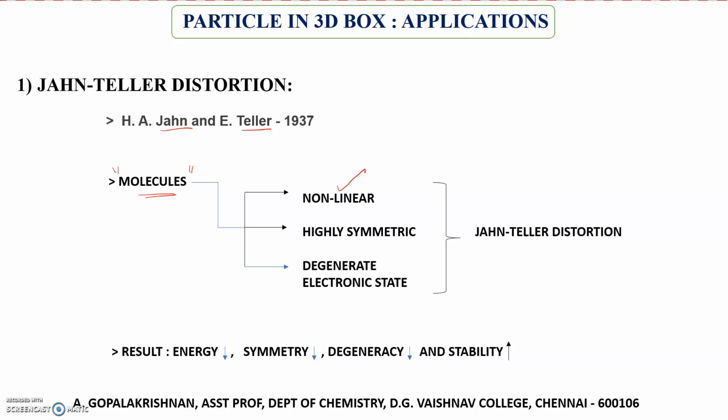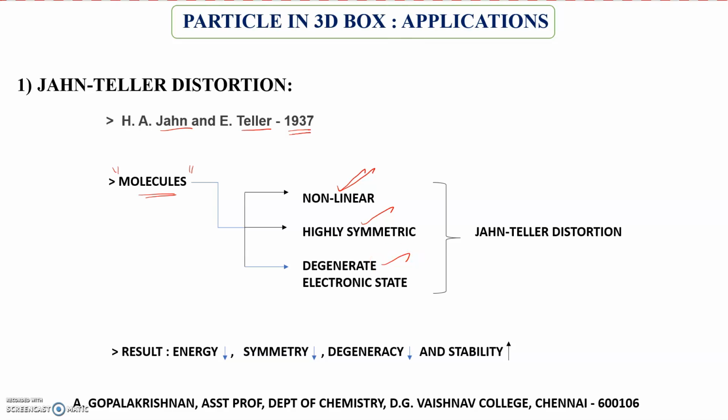So the first application that I am going to discuss is Jahn-Teller distortion. See, H.A. Jahn and E. Teller introduced this idea of distortion in the year 1937. This distortion is observed in molecules which are nonlinear, having high symmetry, and it is observed when an electronic level has degeneracy. So it is usually observed in degenerate electronic states.